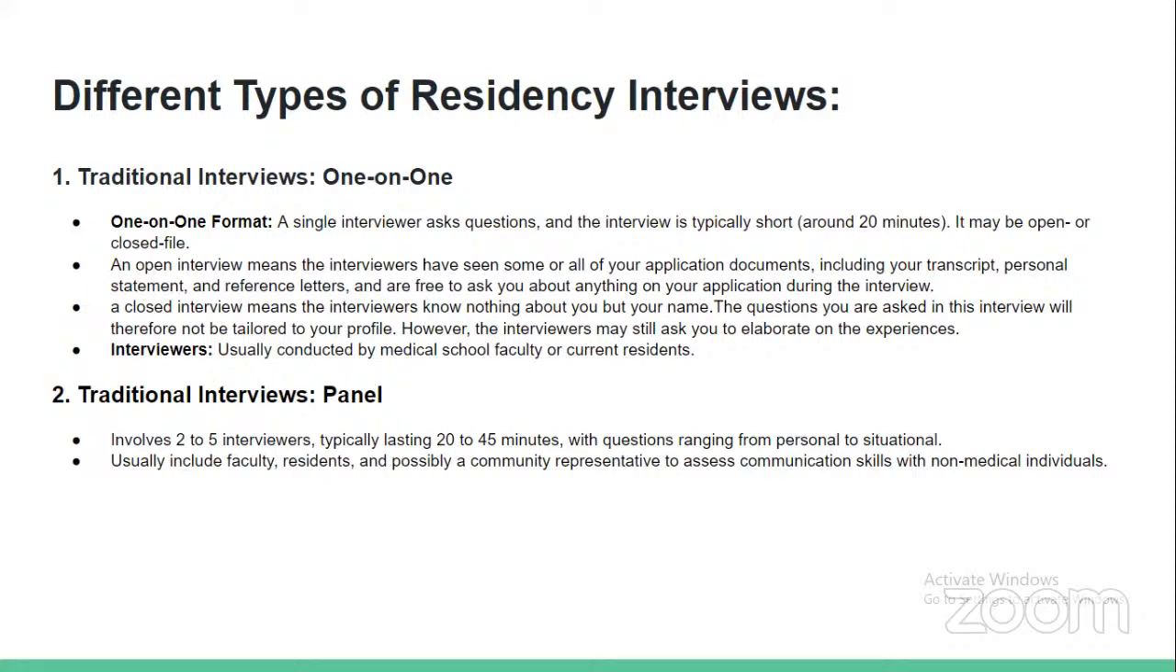The closed interview is where the interviewer does not know anything about you other than your name. The questions will be about everything. They can ask you about your application, but it could be other questions as well. It could be with a faculty member or a current resident. The other type is panel, which involves 2 to 5 interviewers and lasts longer, like 20 to 45 minutes. Questions range from personal to situational. It could also be with faculty, residents, or a community representative, who will assess your communication skills.